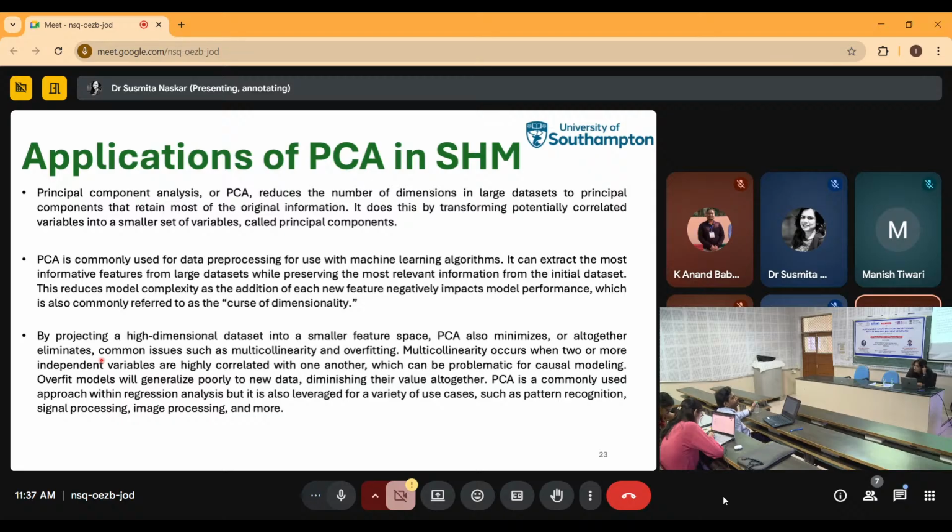They are also used in damage and anomaly detection. For example, you can train a PCA on healthy data and monitor the scores. You can also monitor residuals and set thresholds, so you can understand when the signal is not normal.